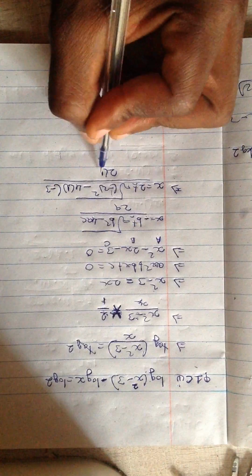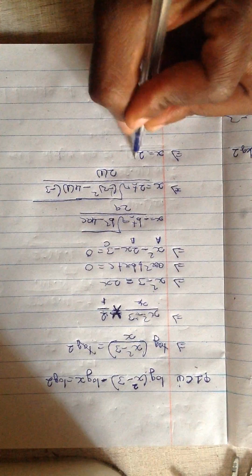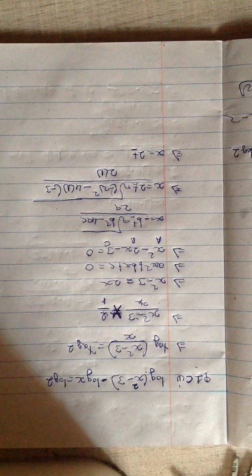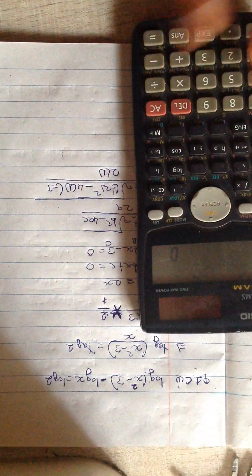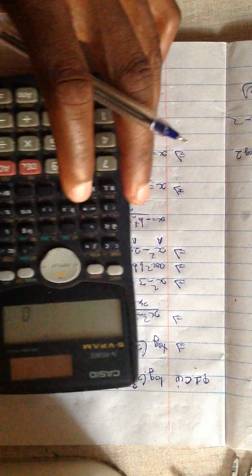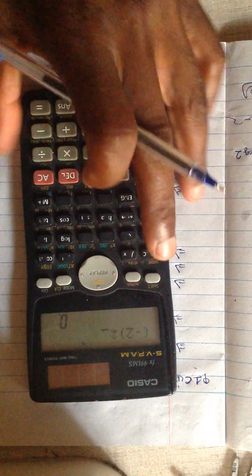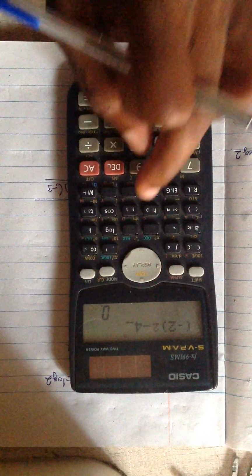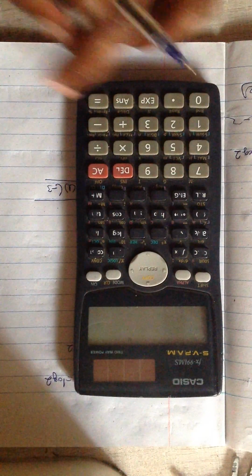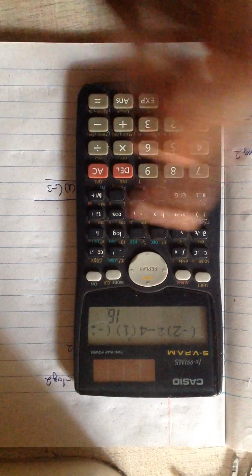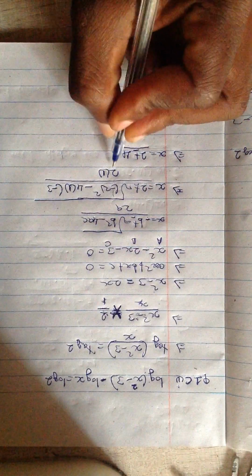Over 2. What is our a? It is 1. So you have something like this. Here we have x equals 2 plus or minus. At this stage, I just punch everything on the calculator. So it will be open bracket, negative 2 close, squared, minus 4, open bracket, 1 close, open bracket, negative 3 close. You have 16. The square root of 16 is 4. So it will be 4 over 2 by 1, that's 2.